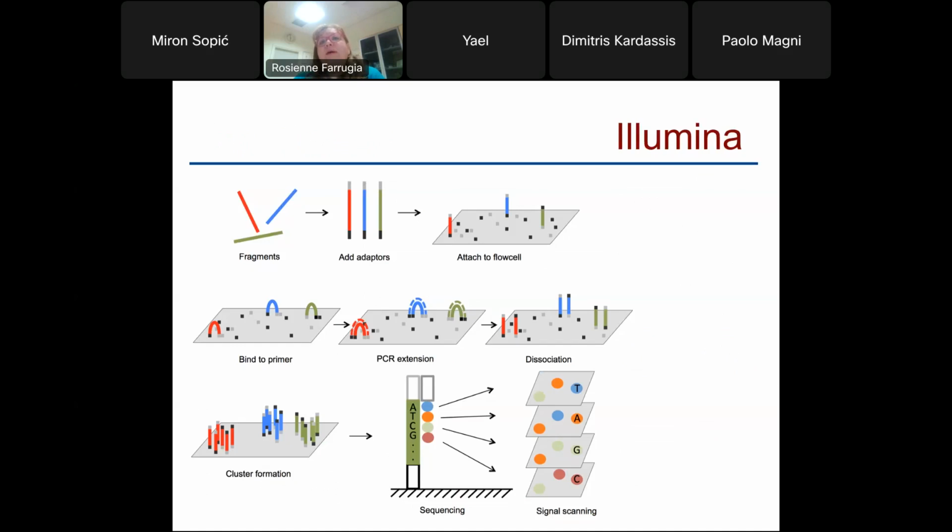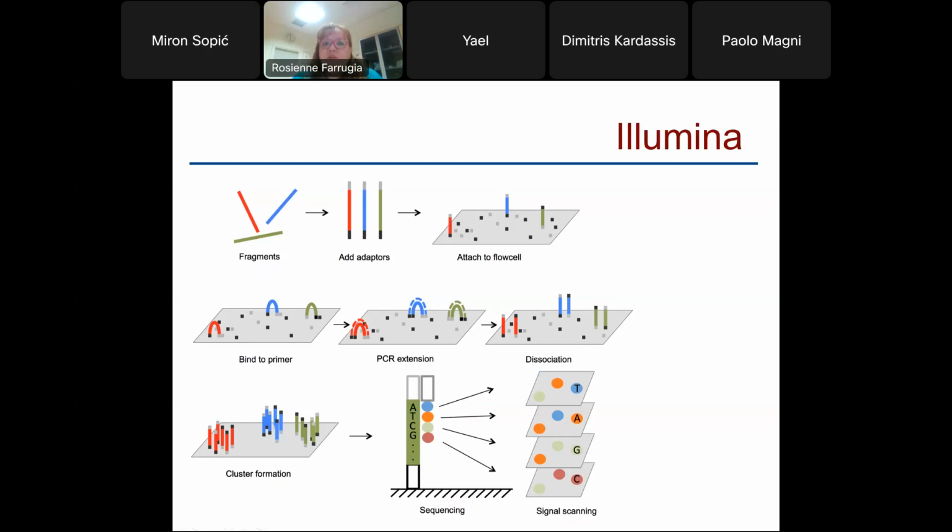For Illumina, because we use fluorescently labeled blocked dNTPs, all 4 nucleotides can be added at the same time. So after clusters are formed, after clonal amplification, fluorescent nucleotides are added to the sequence.